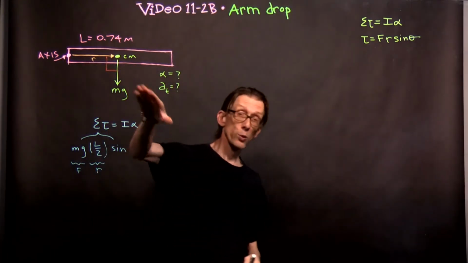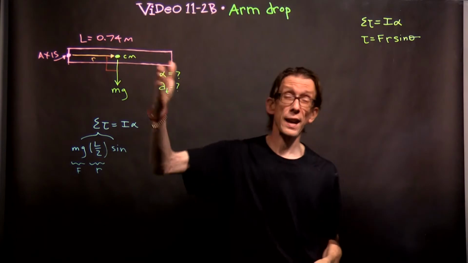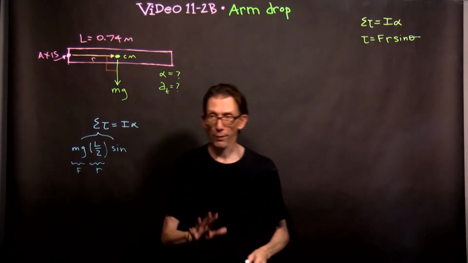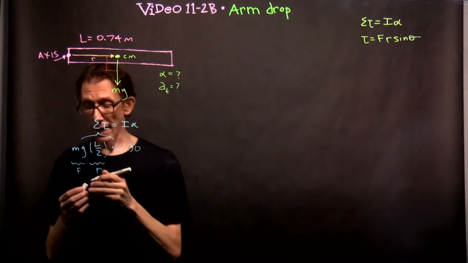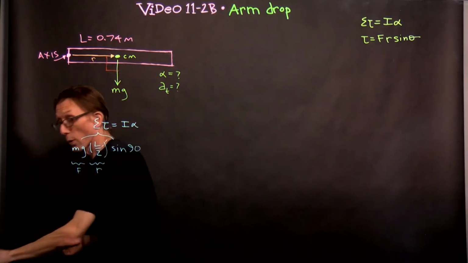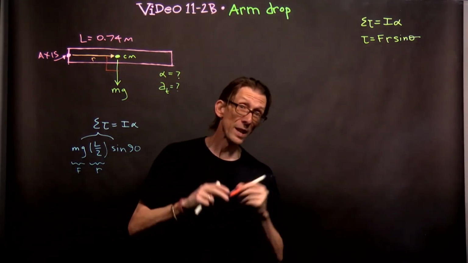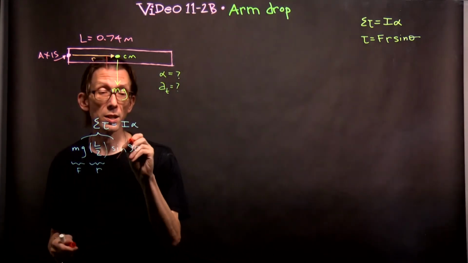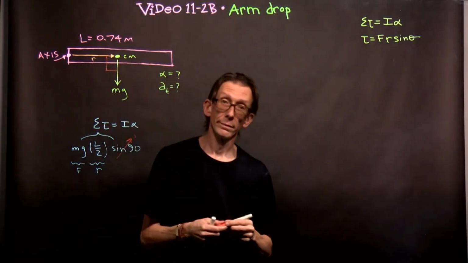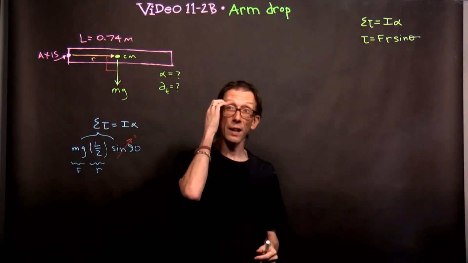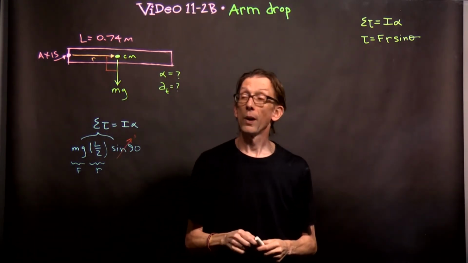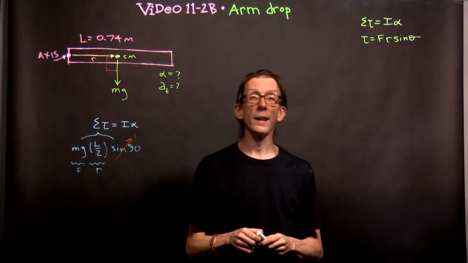Again, there's a 90-degree angle between the two. That will not always be the case. We'll do an example in a couple videos from now where the angles are not 90. But for now, they're 90, so it's going to be sine of 90. And as I said in the last video, the sine of 90 is still equal to 1, which is nice. Now, is this a positive torque or a negative torque?